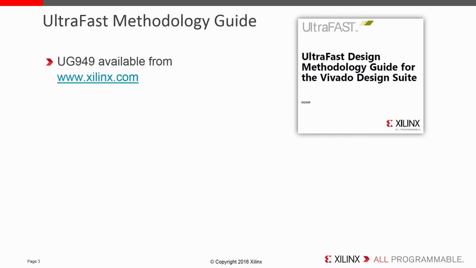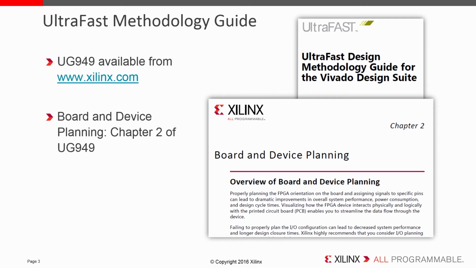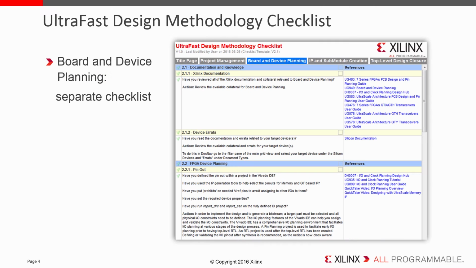Within the UltraFast Design Methodology User Guide, UG 949, Board and Device Planning is a major chapter, currently Chapter 2. Board and Device Planning is also covered by an UltraFast Design Methodology checklist to ensure you have not overlooked some key aspects of planning.